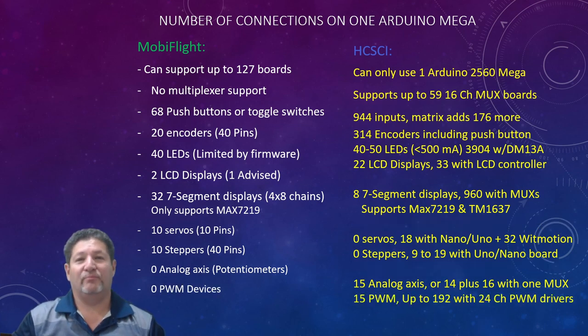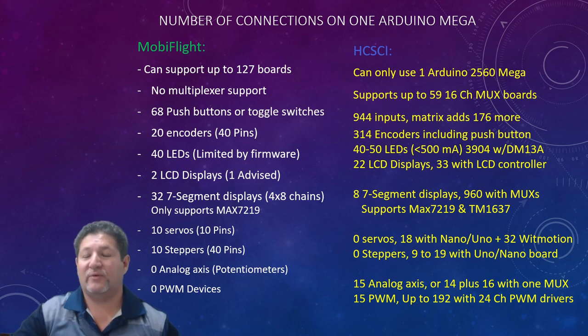All right, for pulse width modulated devices, which are like coils, you do not have any option to use any on MobiFlight. They don't support that either. With Hicksee, you can have 15 pulse width modulated devices connected directly to the Arduino Mega, or you can have up to 192 of them if you use 24 channel pulse width modulated drivers. That's something else I have not played around with yet, so I have no idea exactly how that works.